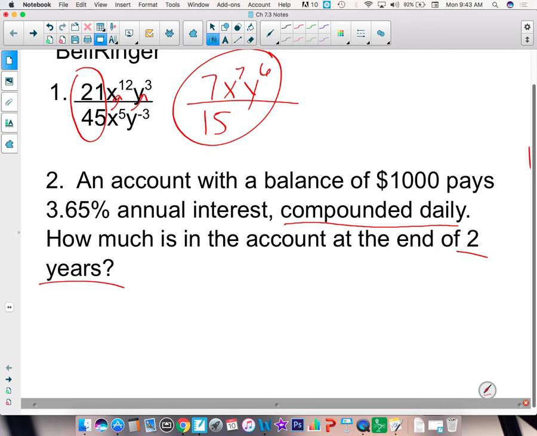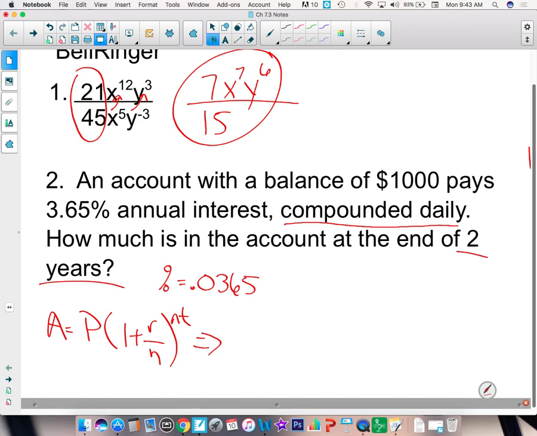Okay, that's going to be our T, the 2 years. Remember, we have to write our percentages as decimals. So 3.65 is really 0.0365. And then we're going to plug everything in. So our equation, I think, is amount equals principal times 1 plus rate divided by the number of times compounded per year, to the number of times compounded per year times the number of years it's compounded. Okay, so we're going to plug everything in.